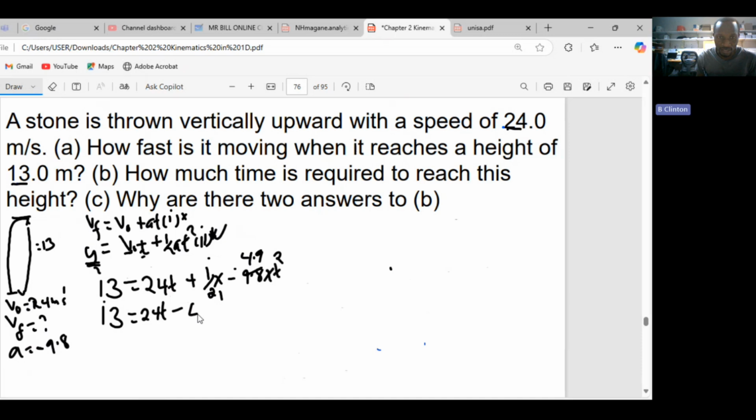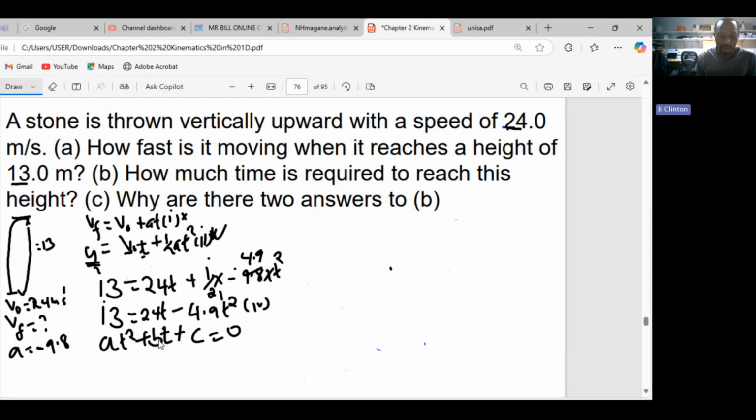So it's going to give us minus 4.9 t squared. We can rearrange this and write it in the form of a quadratic equation, at squared plus bt plus c is equal to 0. And once we have written it like this, we can rearrange our equation. I'll call it equation 4.